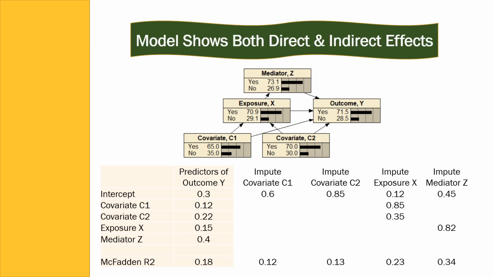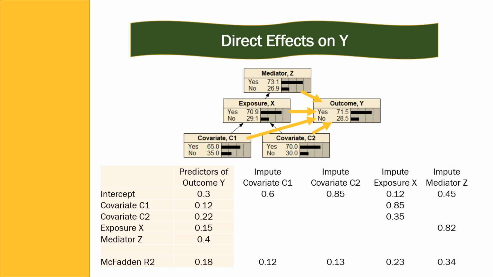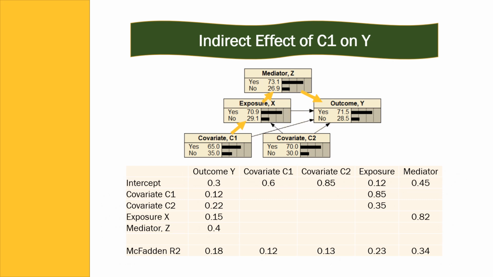The network model shows both the direct and the indirect effects. The direct effects on Y are mediator Z, exposure X, and the covariates C1 and C2. But there are also indirect effects. Covariate C1 has an indirect effect through exposure X, through mediator Z, on outcome Y. Covariate C2 also has an indirect effect, starting from C2 going to X, Z, and Y.